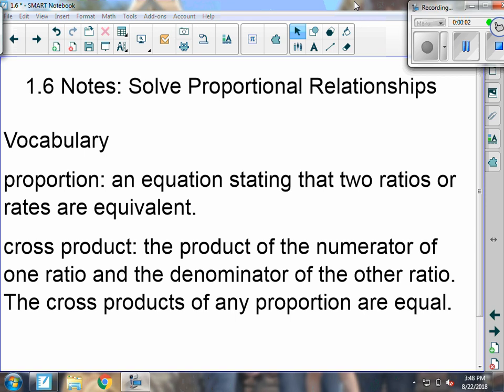Okay, today we're talking about solving proportional relationships. This is chapter 1, lesson 6. We have two definitions that I'd like you to write down in your notes.